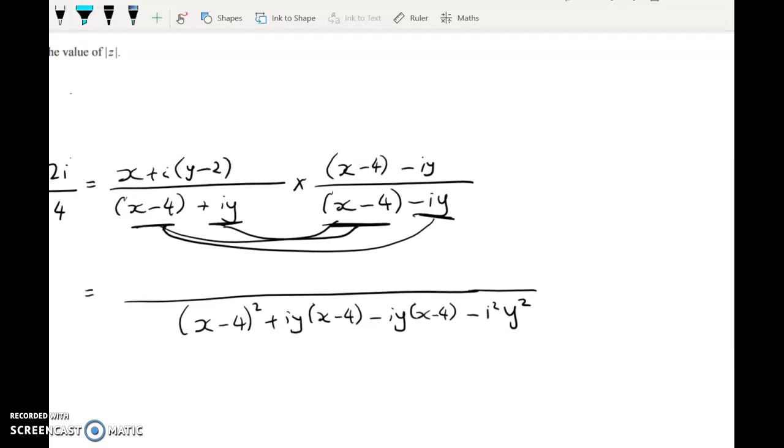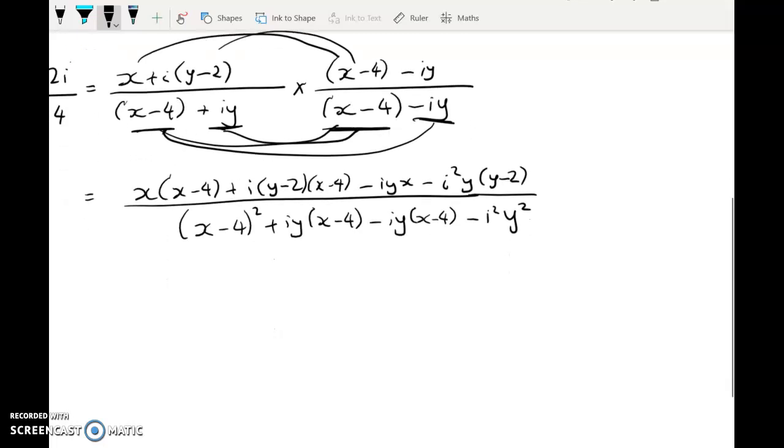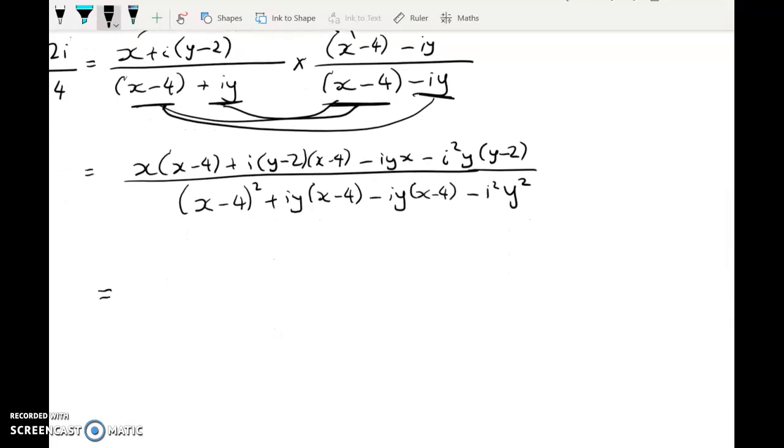Now, working on the numerator, we get x times x minus 4 here, plus i times y minus 2 times x minus 4, minus iyx, and then minus i squared y times y minus 2. And we know we're going to clean up those i squareds, but I think it's worthwhile to show every step so that your working is really, really easy to follow. So in here, obviously, these disappear, and i squared is equal to -1.